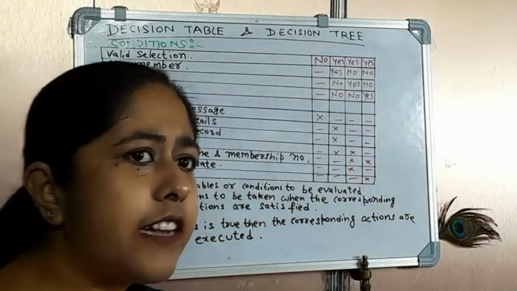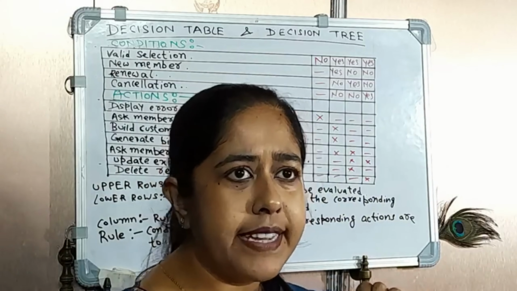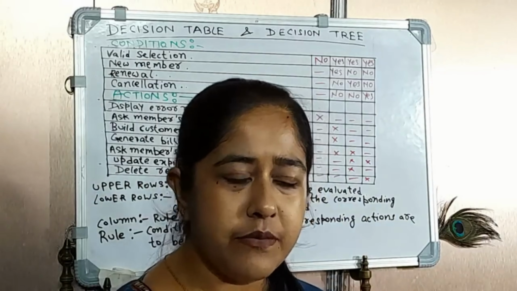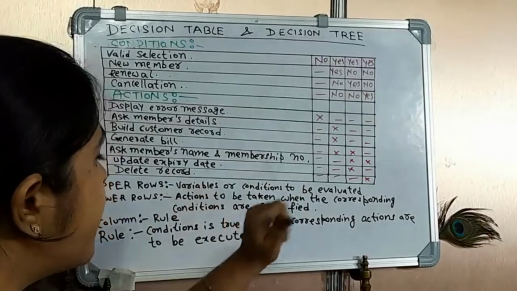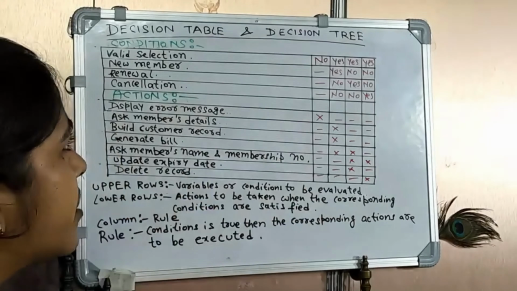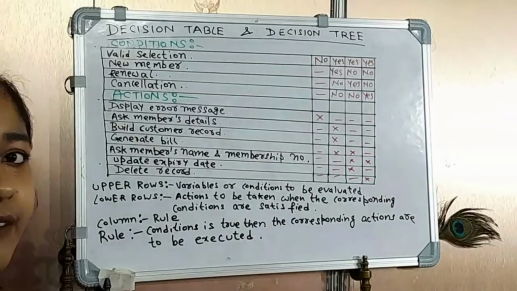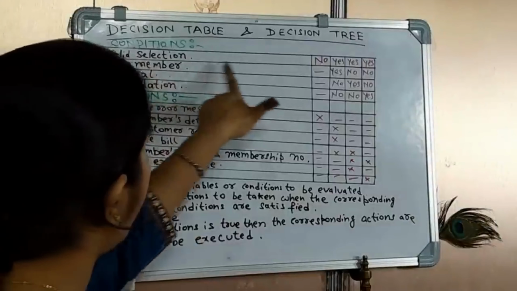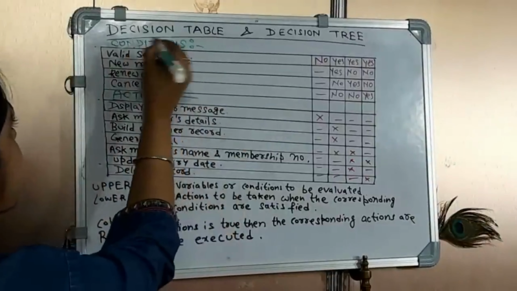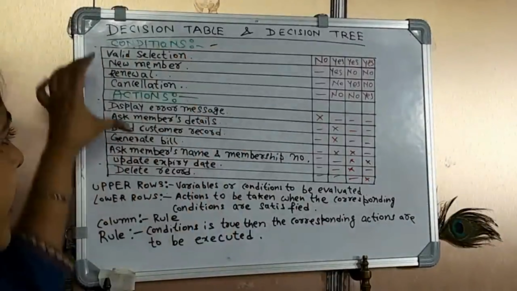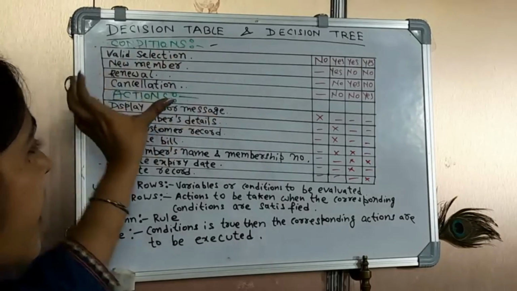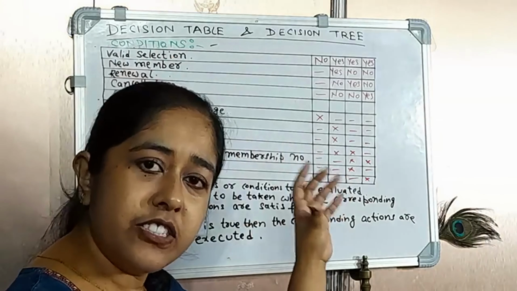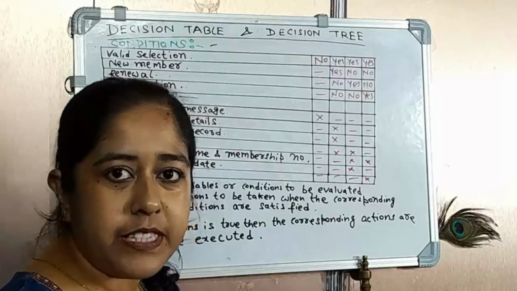So let us take an example. Suppose we are taking the example of a library management system. So what happens in the library? Here we can see a particular decision table. First of all, in this table the upper rows are the conditions. These are the conditions of your decision table for the library management system.